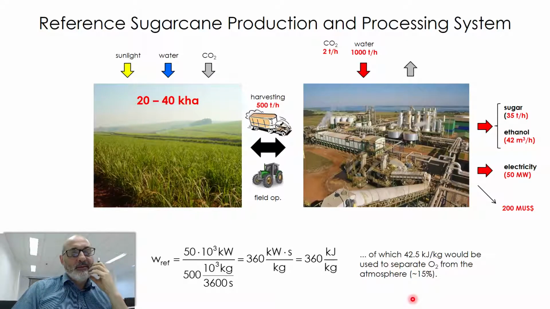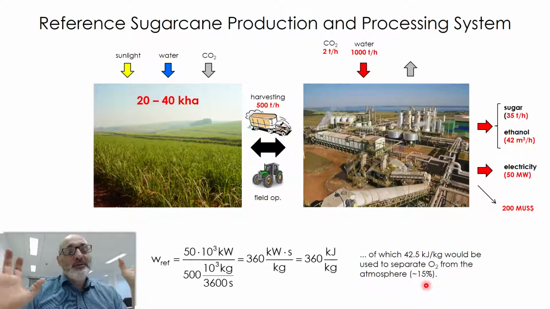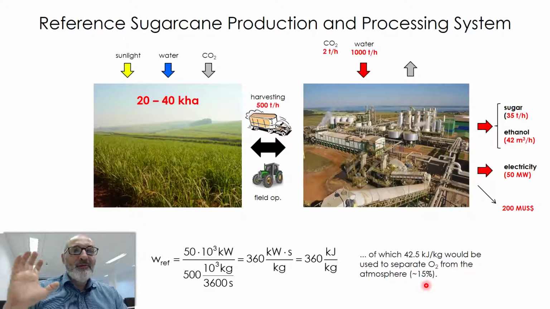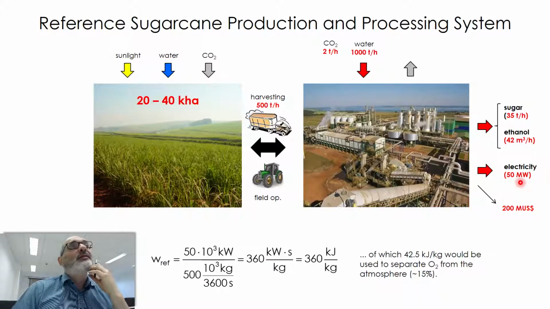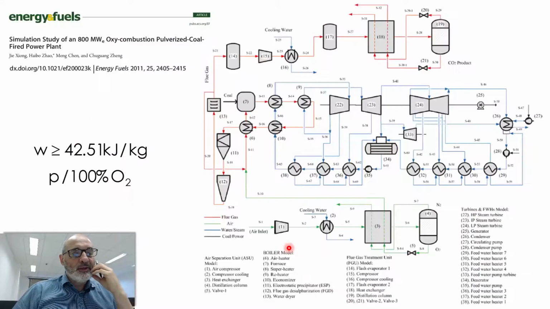It's a very promising number, because it's only 15%. So if the world was perfect, with no irreversibilities and no exergy destruction, we would only have to sacrifice 15% of our electricity revenue in order to separate oxygen. Just to give you an idea of how this number can be used.